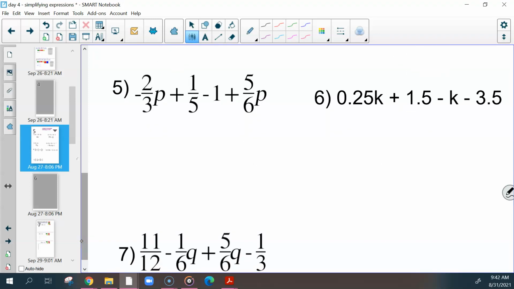Great. So for number 5, don't let the fractions freak you out. It's okay that they're there. We're going to simplify this just like any other problem. I see that we have p's, and we also have just numbers that we're going to combine.